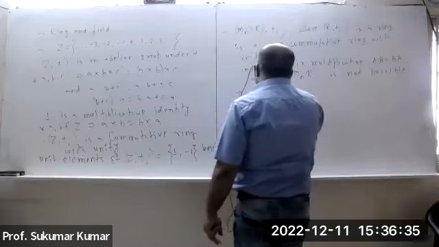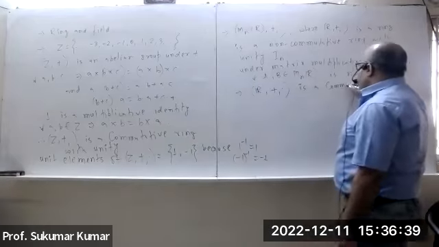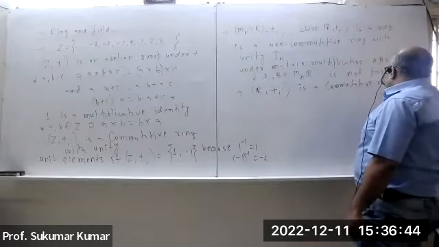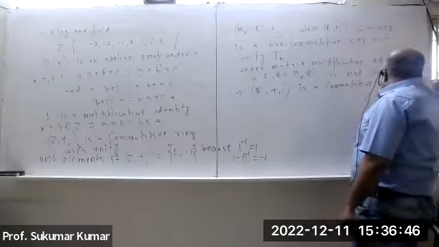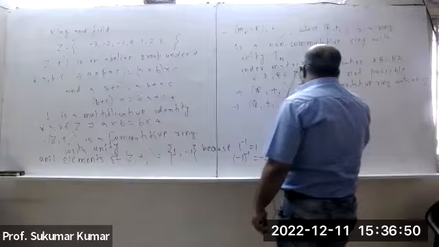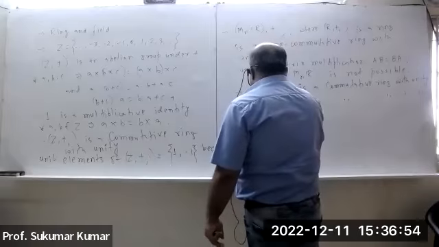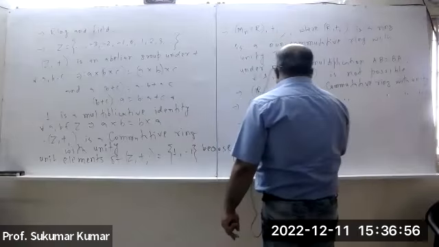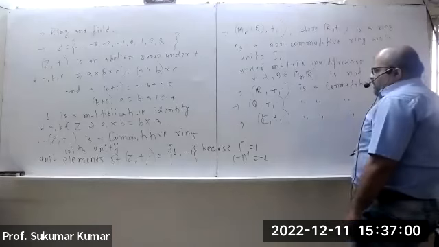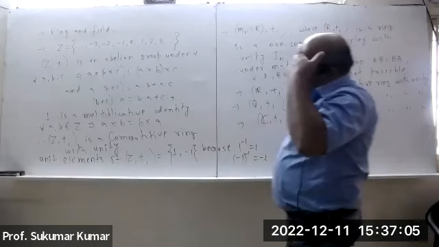In the same way, the set of real numbers is a commutative ring with unity. The set of rational numbers is a commutative ring with unity. The set of complex numbers is a commutative ring with unity. Like that.